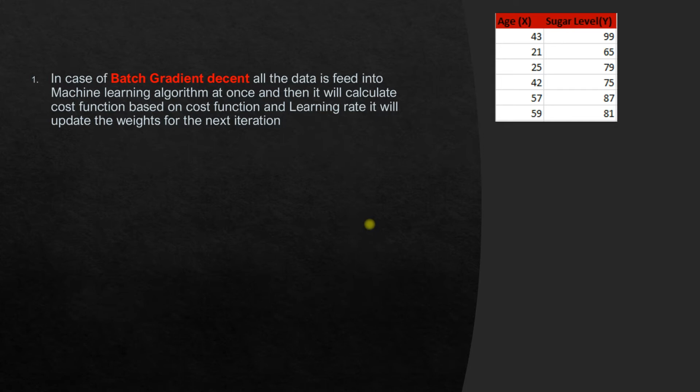If the cost function is too high, our intention in gradient descent is to reduce it, which in turn means we are increasing the accuracy. Based on the cost function and the learning rate we provided, it updates the weights, and then again the whole data is sent to the machine learning model. The important thing to remember in batch gradient descent is that the whole data is fed to the model at once.